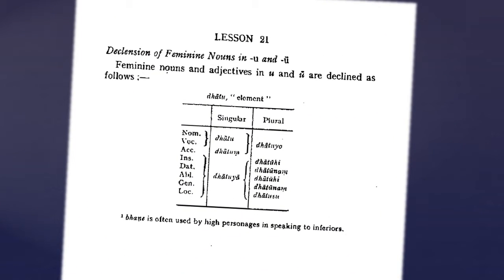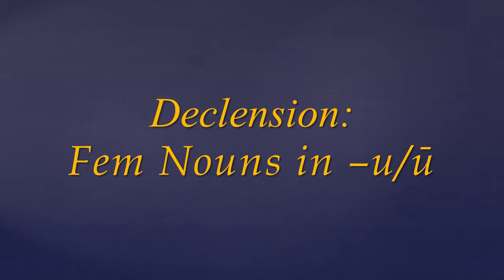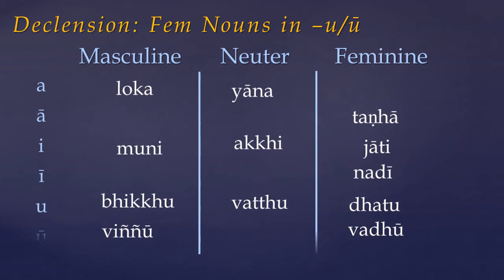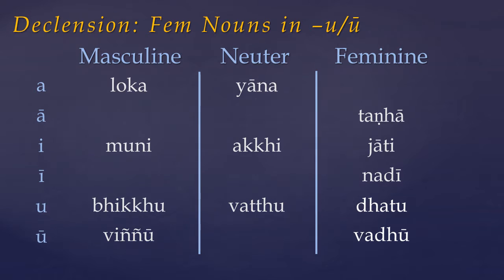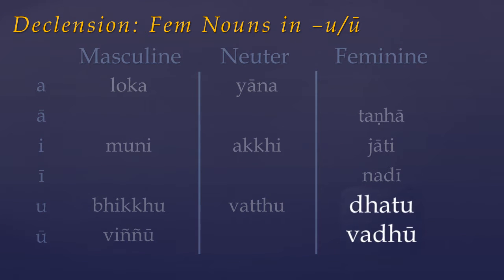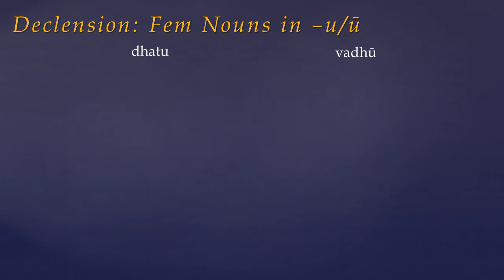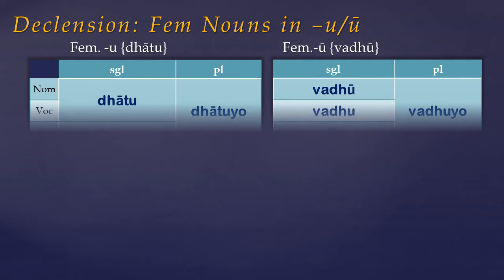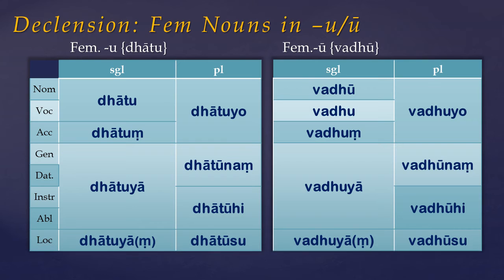Lesson 21 is quite short and, much like the last lesson, is mainly devoted to noun and verb tables. So Warder begins once again with the feminine noun stems, and this time those ending in a long or a short u. And like before, the paradigms for these nouns are much simpler than the masculine, with many cases sharing the same endings.